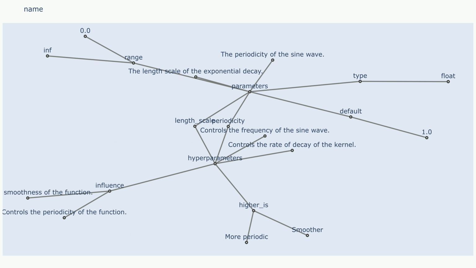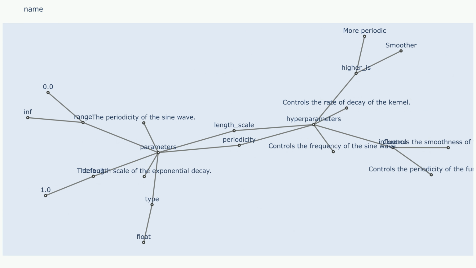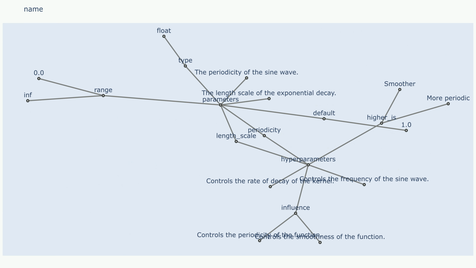Similar to the RBF kernel, a larger length scale creates smoother functions, while a smaller length scale leads to more localized behavior. Period determines the periodicity of the function. A smaller period leads to more rapid oscillations, while a larger period creates broader cycles.